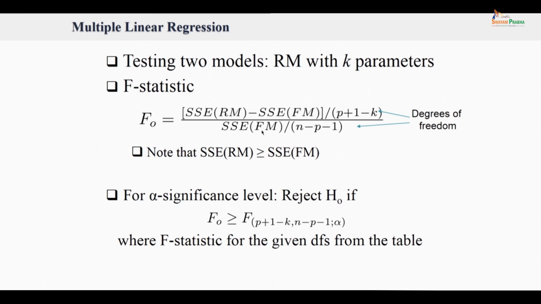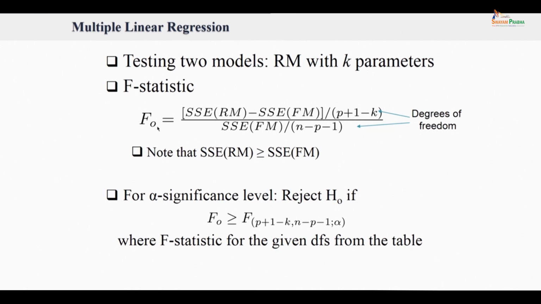The denominator is the sum squared errors of the full model, which has n minus p minus 1 degrees of freedom, because p plus 1 parameters have been fitted. Therefore the degrees of freedom is the total number of measurements minus p minus 1, and so we divide the sum squared errors for the denominator by the number of degrees of freedom, and then take this ratio as defined, and that is your F statistic.